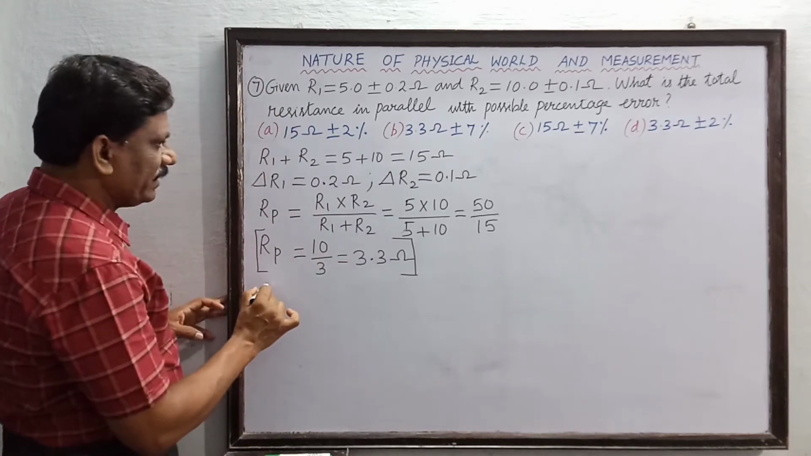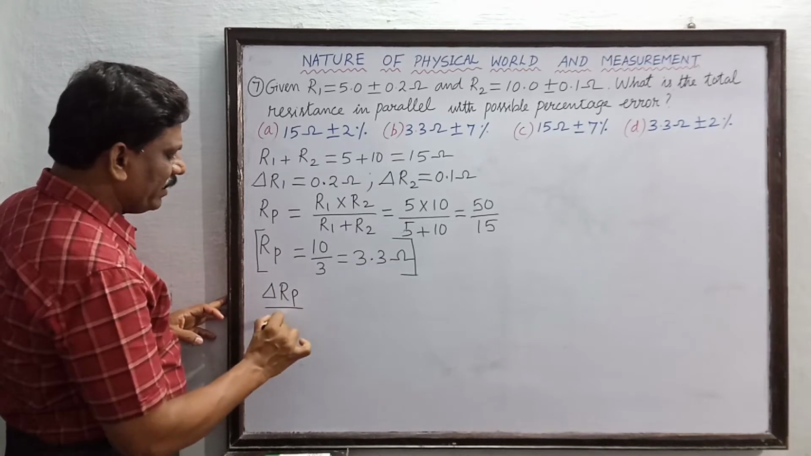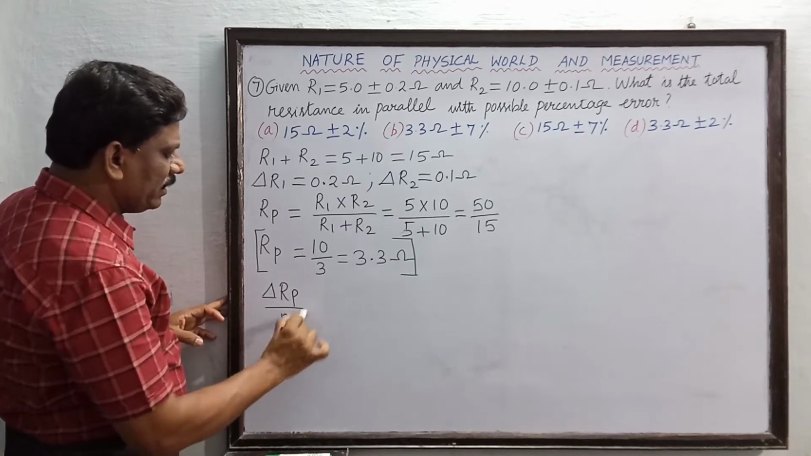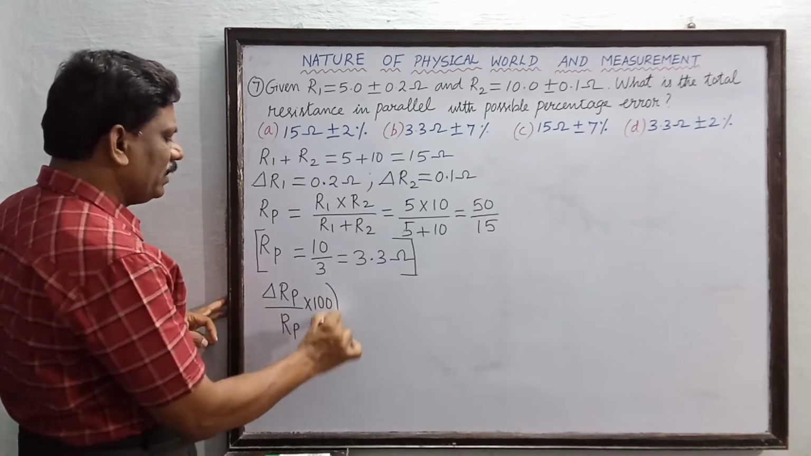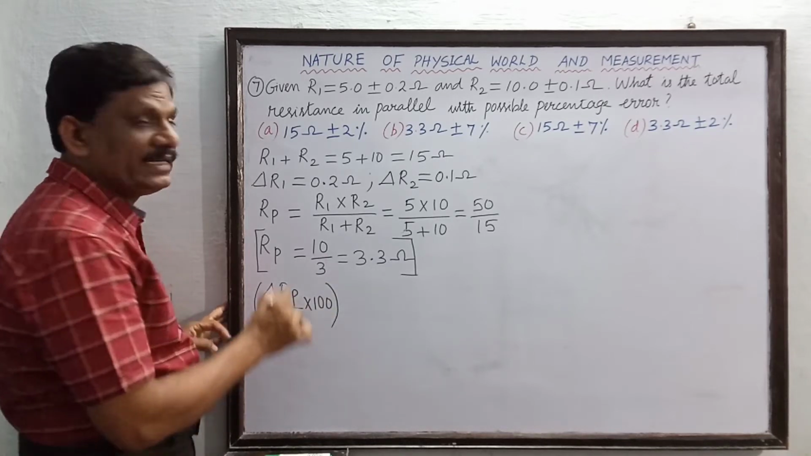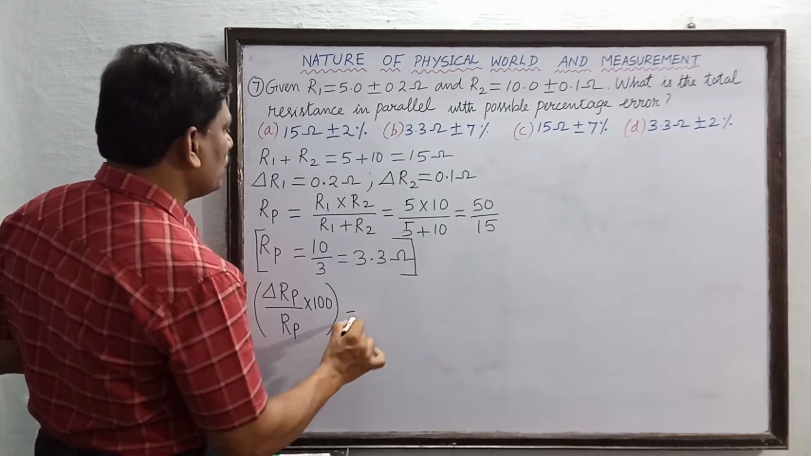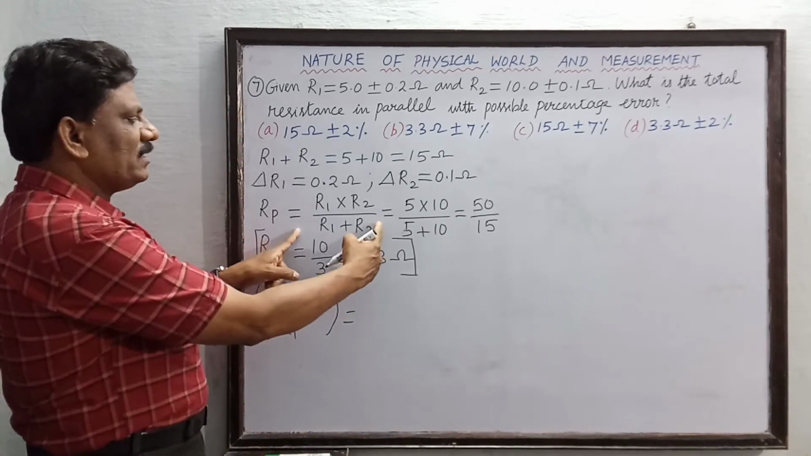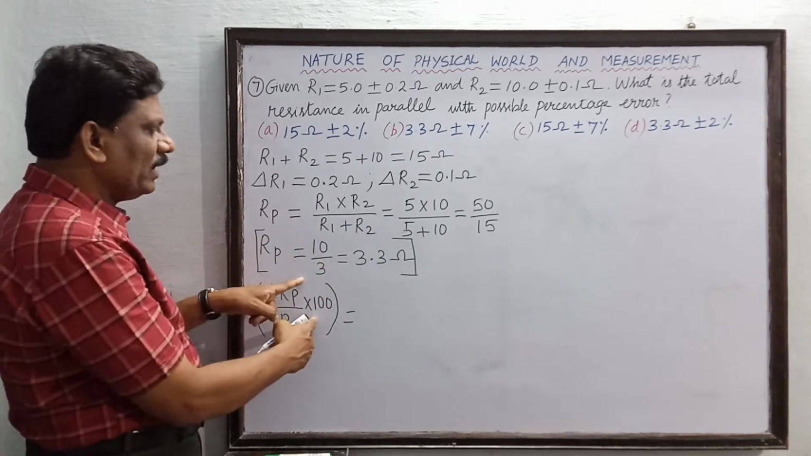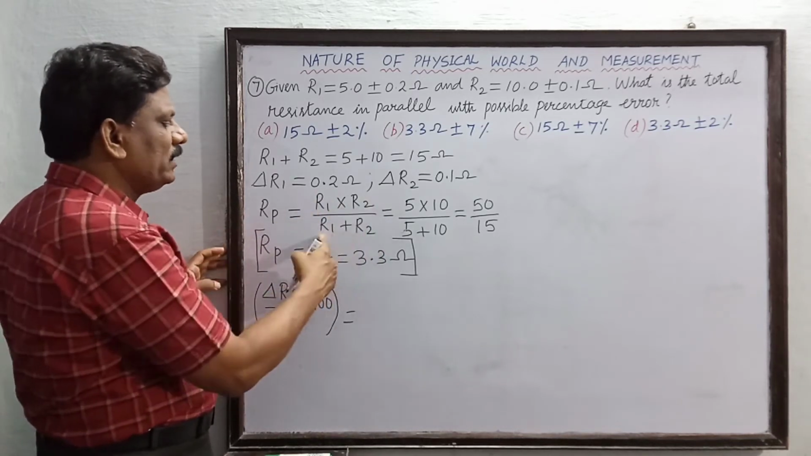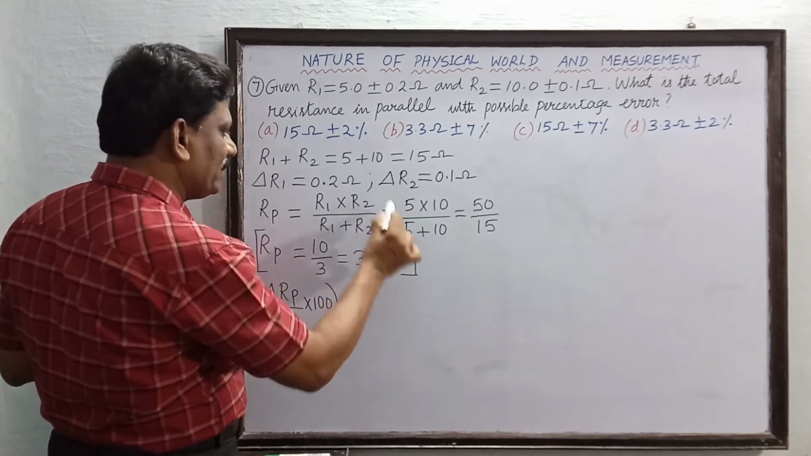So percentage error in Rp is delta R parallel divided by R parallel into 100. Delta Rp divided by Rp into 100. That is the percentage error in the calculation of Rp. So this is now equal to, you can look at this formula. On the left hand side I have taken delta Rp by Rp into 100. Like that 1, 2, 3, 4 terms are there. So I am going to find the percentage error on the right hand side.